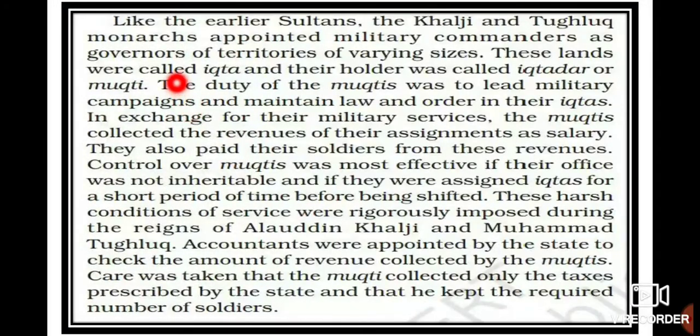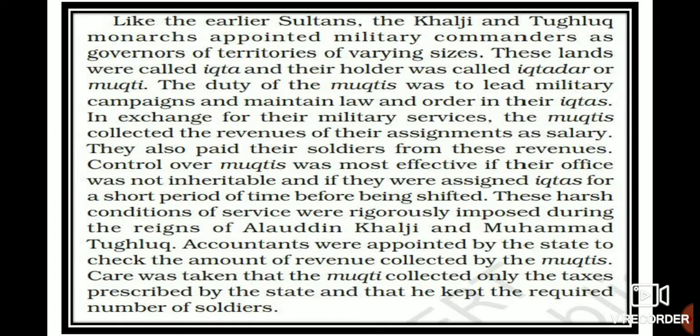Like the earlier sultans, the Khilji and the Tughlaq monarchs appointed military commanders as governors of territories of varying size. These lands were called Iqta, and their holders were called Iqtadar or Muqti. Not only the slaves but also the military commanders were given a particular territory of different sizes, and that land was called Iqta. The holder of the land who ruled that territory was called Iqtadar or Muqti, right? What was the duty of the Muqti, that military commander? He was ruling on that particular land, right?